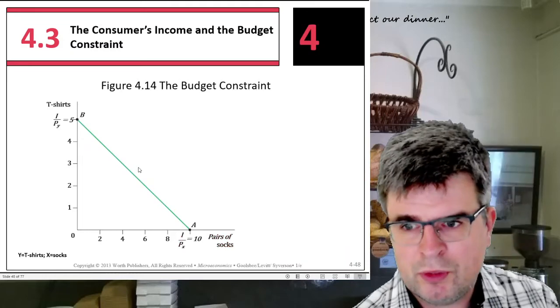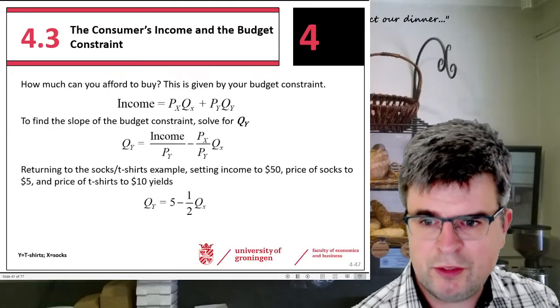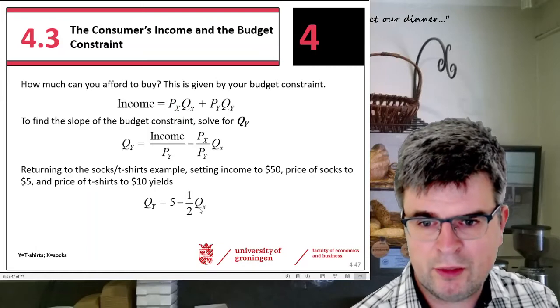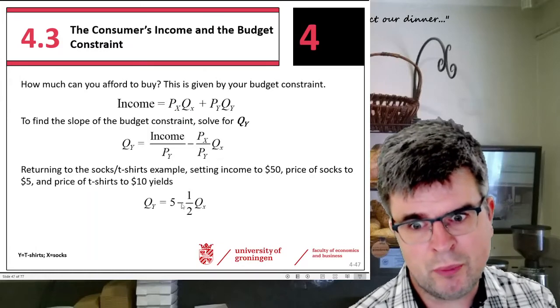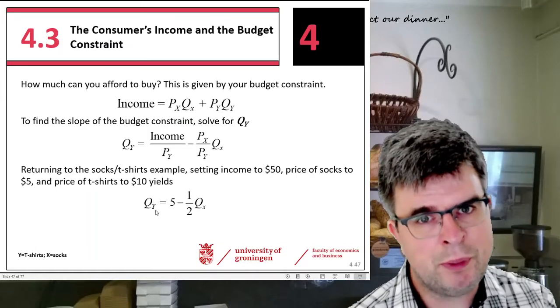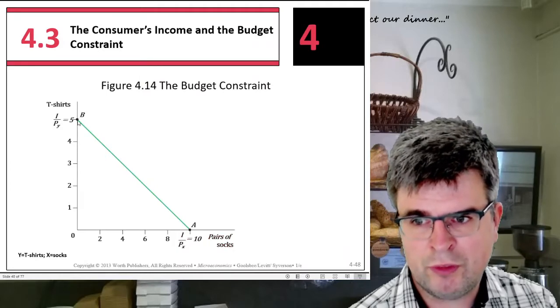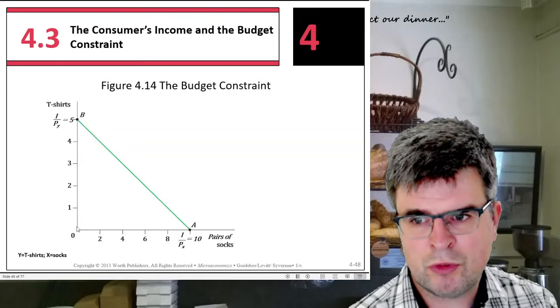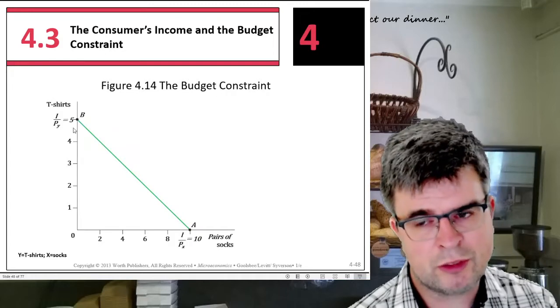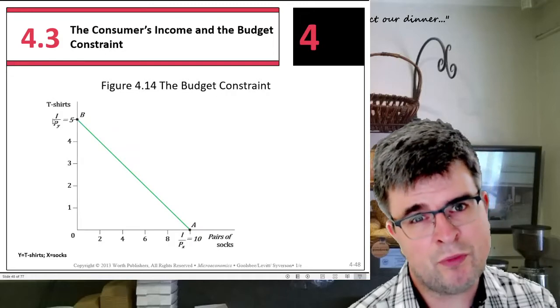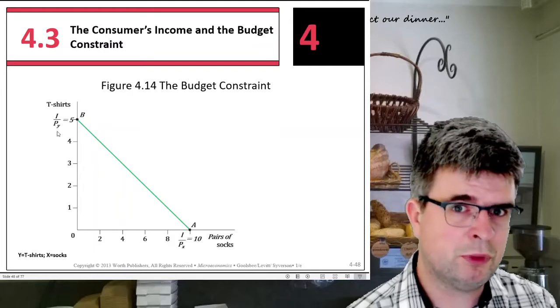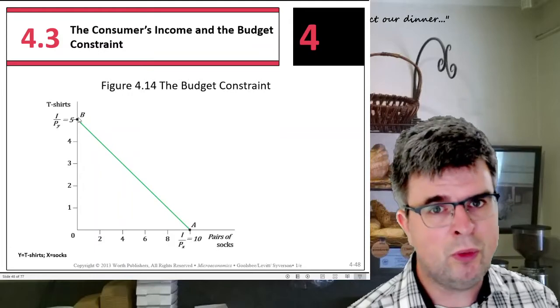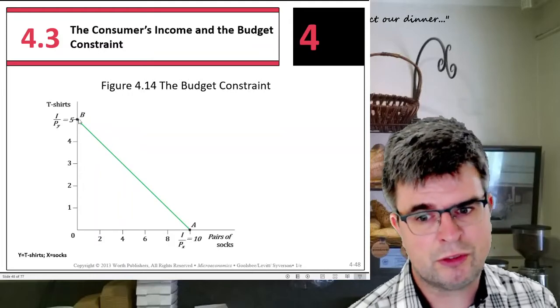Then we can draw the budget constraint. So this is actually the equation that is given here. If we plug in qx is identical to 0, then qy should be equal to 5. And that's the point of intersection that we have here. If you don't buy any socks, then you can spend your entire income of 50 on t-shirts. Well, the price per t-shirt is 10. So in total, you can then buy 5 t-shirts.